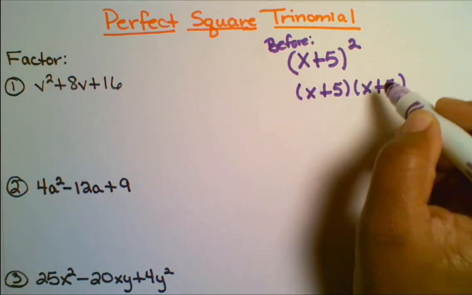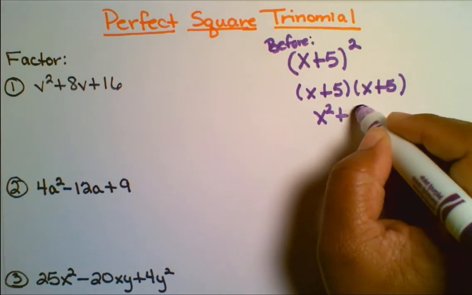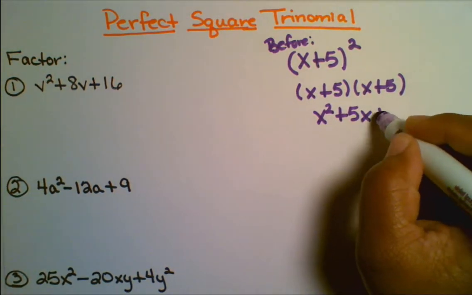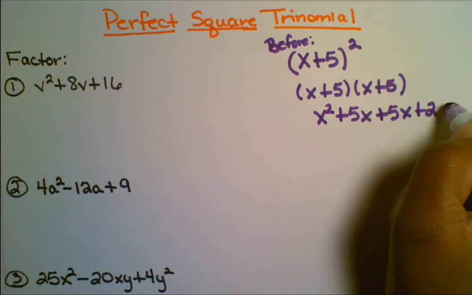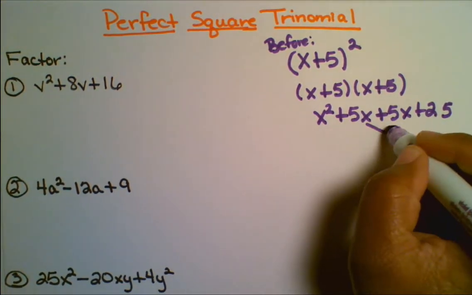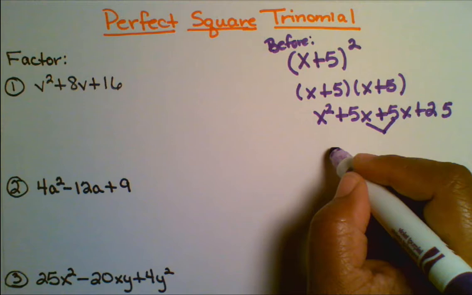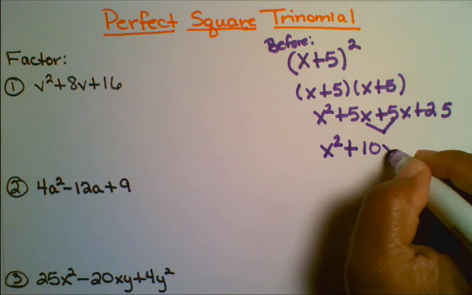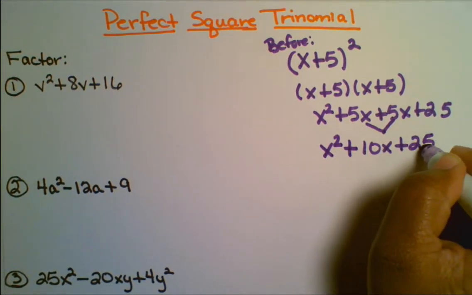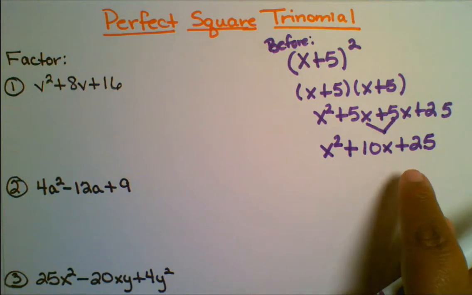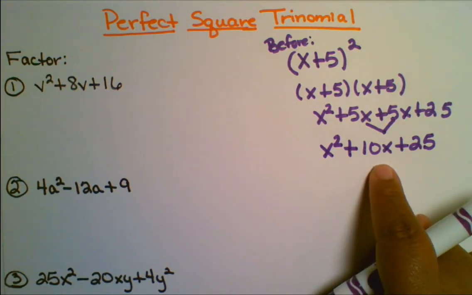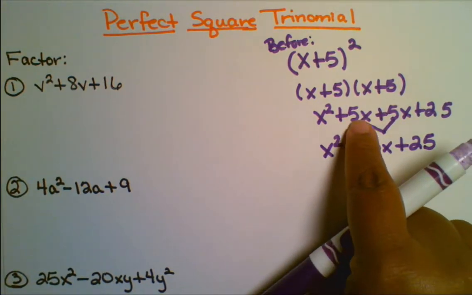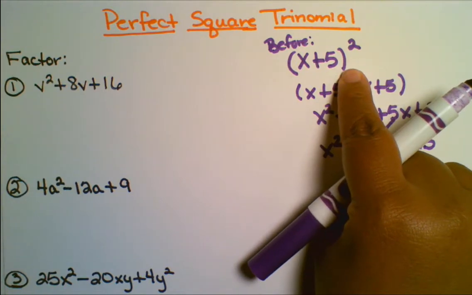Take the x, distribute twice, we will have x squared plus 5x, and then we're going to take the 5 and distribute twice, where we have 5x plus 25. Then we notice that the middle terms are identical, and we add those, and we have x squared plus 10x plus 25. Now this answer becomes the question, and we're going to be working backwards towards the binomial squared.